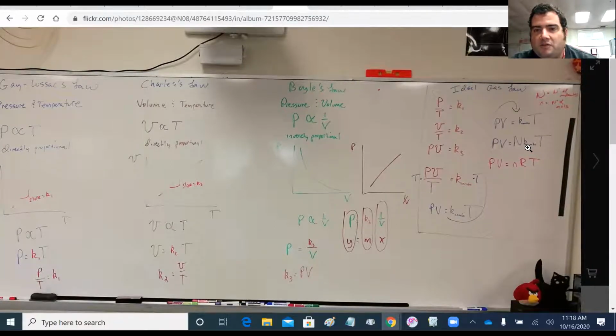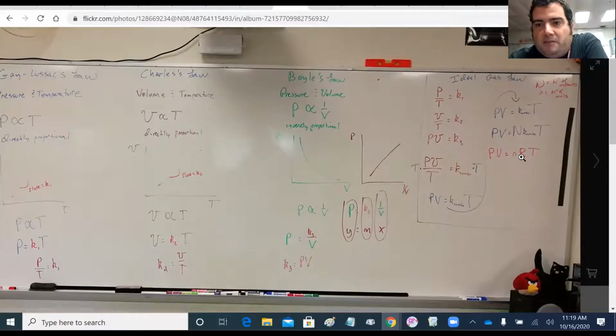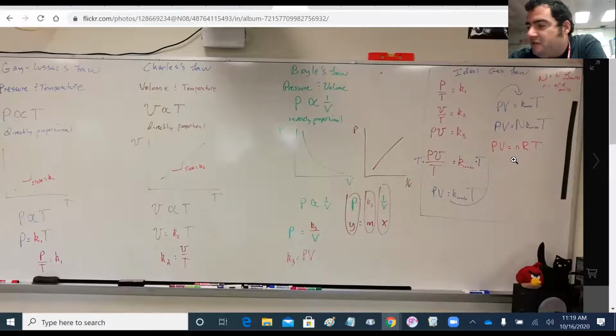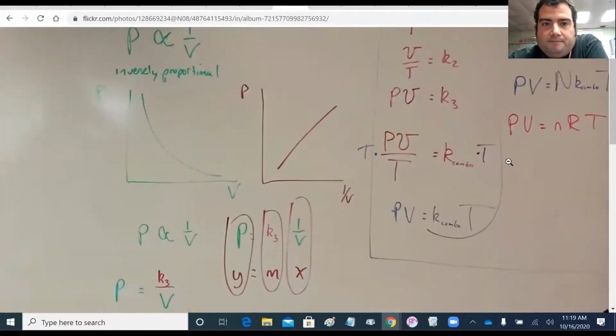It's not as commonly used. It depends on the number of molecules and a constant. Since most of the time we're dealing with gazillions of molecules, we find it more convenient to calculate the moles of gas that are present, and then use something called the ideal gas constant. And we're left with this ideal gas equation, which relates pressure, volume, temperature, and amount of gas.